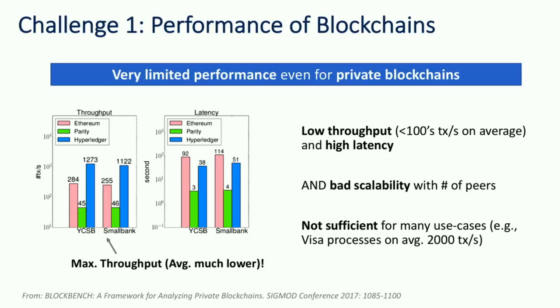Even if, for example, you look at what Visa is processing on average, Visa transactions are around 2,000 transactions per second. And if you look into the applications, how people want to use blockchains, they also want to store sensor data in the blockchain, which even requires much higher transaction rates. So the performance itself is one problem.